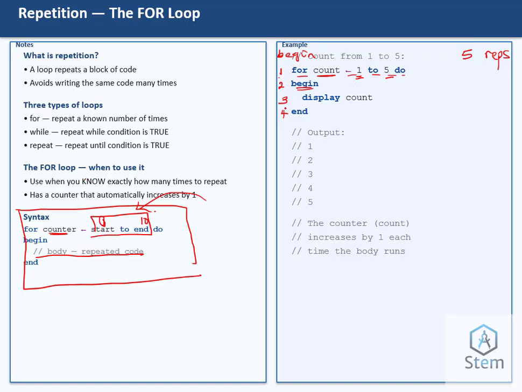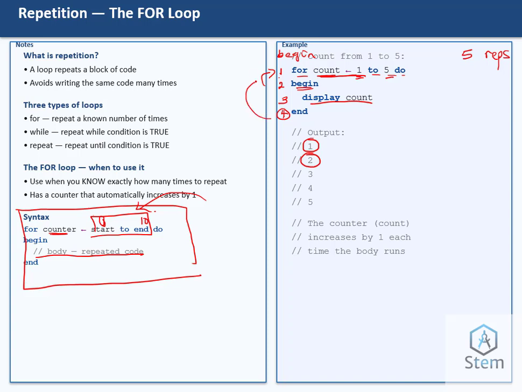Line number 3, the beginning count is 1, so we are going to display count. We are going to display 1. Then line number 4, this is the end of the first for loop. Count is going to automatically move from 1 to 2. So we come back to line number 1, count moves from 1 to 2. Line number 2, line number 3 is going to display the new value of count, so we display 2. Line number 4, this is the end of the second loop.